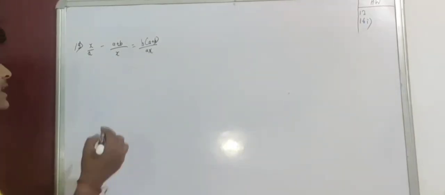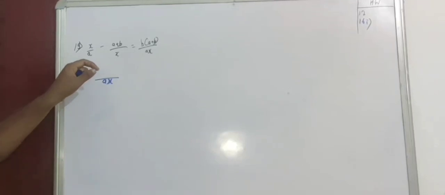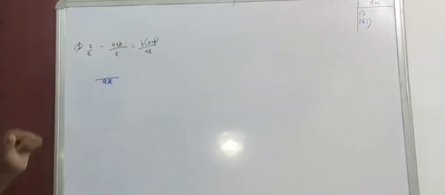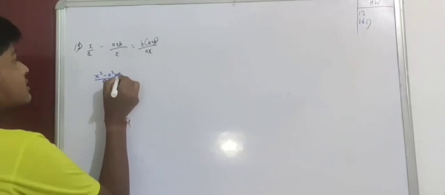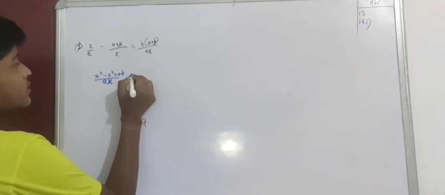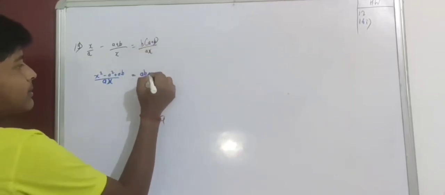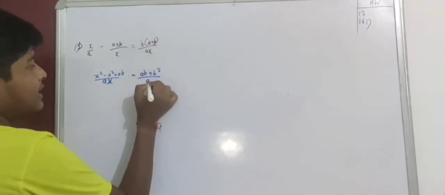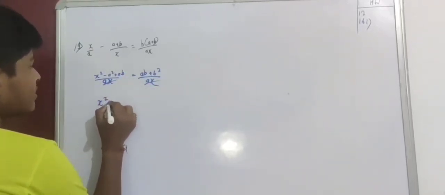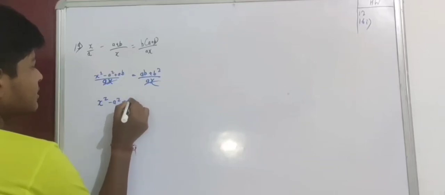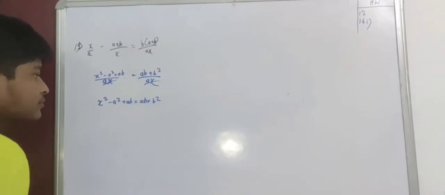So now in this question, this is a bit different. We have to take the LCM of a and x, taking LCM. Now we have to multiply x with x and a with a plus b. So multiplying it, we have x square minus a square plus ab. Here minus is with both a plus b, so it will be minus a square minus ab is equal to ab plus b square divided by ax. Here ax and ax are the same, so it will be cut. Now we have x square minus a square minus ab is equal to ab plus b square.